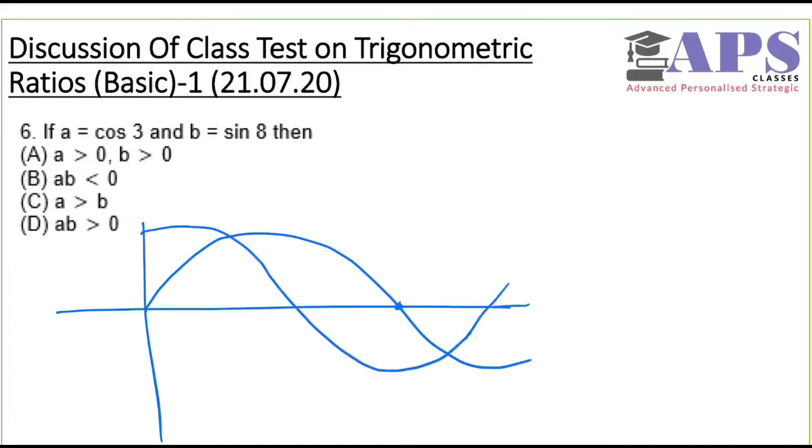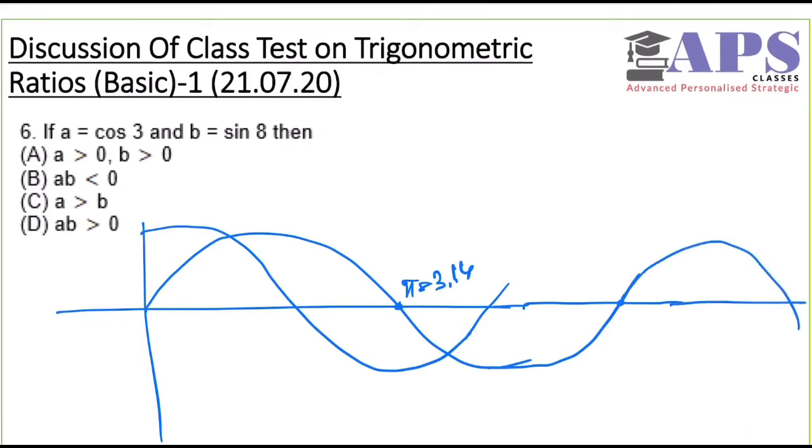This value is pi, which is approximately 3.14. And 2 pi is approximately 6 point something, and 3 pi is 9 point something. This is 3 pi. So 8 will be somewhere here.